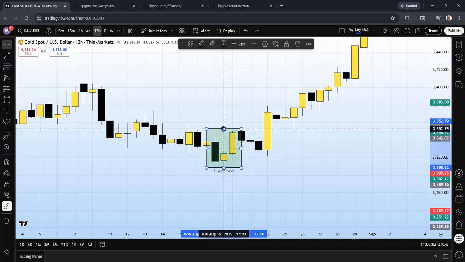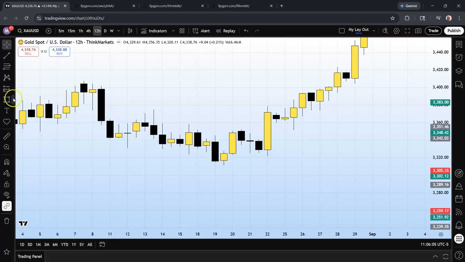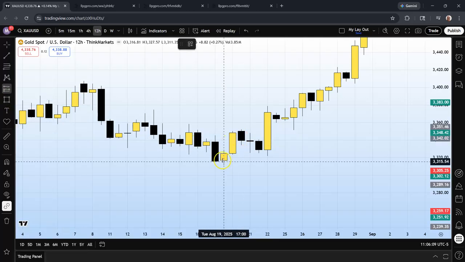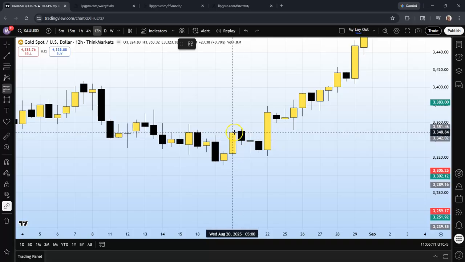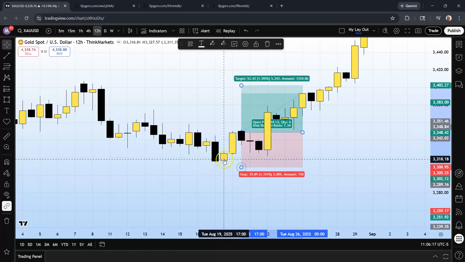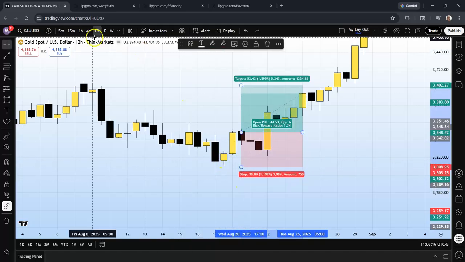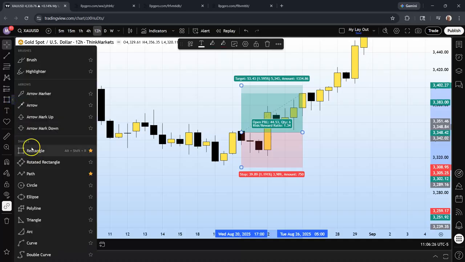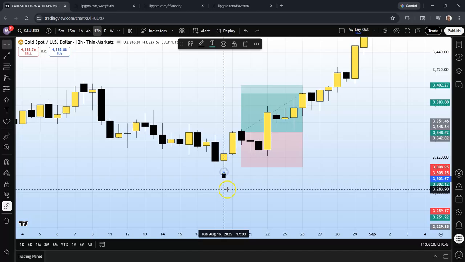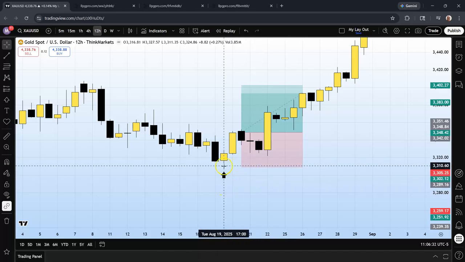Okay, so once we identify the pattern, you're going to enter where? You're going to enter on the close of this candle. So you enter there, put your stop loss below this candle. It's important that you do that. I'll mark that out for you. Right below this candle right there is where you would put your stop loss.